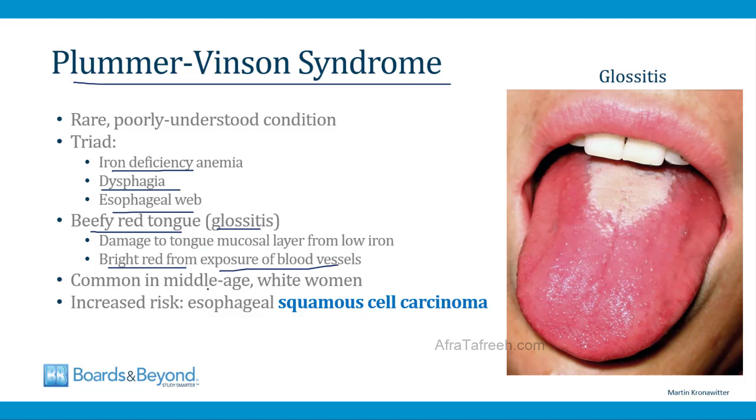So in a board question, this is probably going to be described in a middle-aged white woman who has dysphagia and endoscopy showing presence of a web. She will also have iron deficiency anemia and a beefy red tongue. And the treatment for this condition is to treat the iron deficiency anemia and to treat the esophageal web just like you usually would. But what you need to be aware of is that patients who have this condition have a high risk of esophageal squamous cell carcinoma.